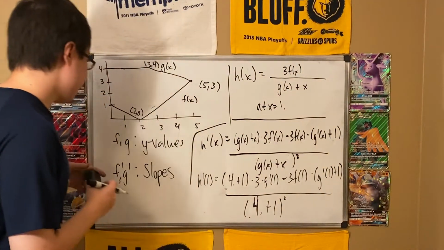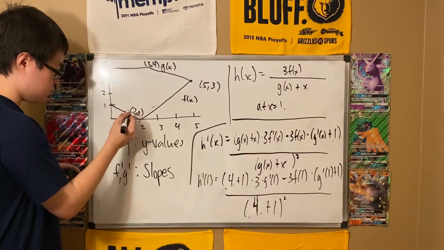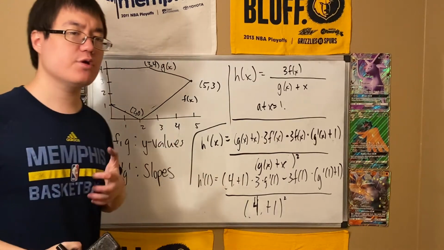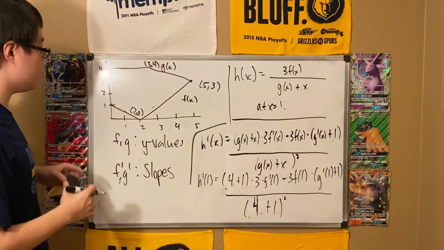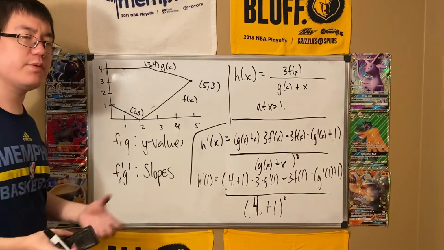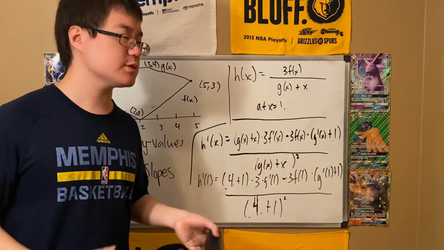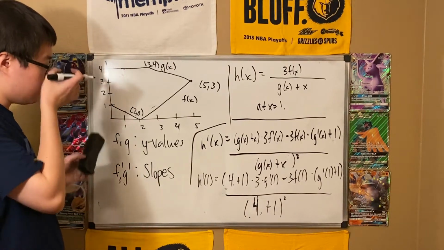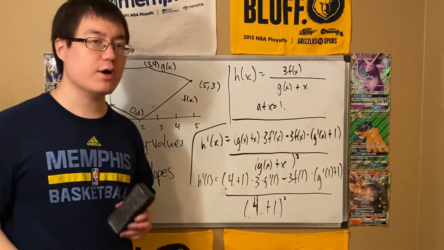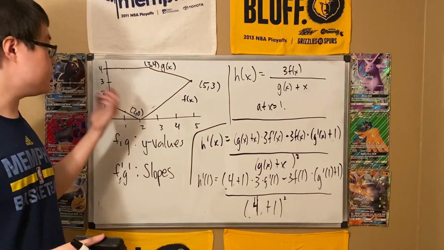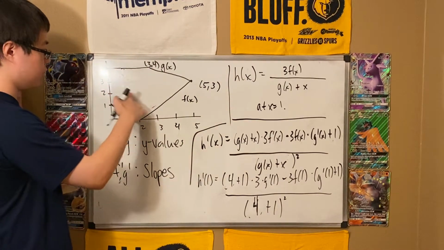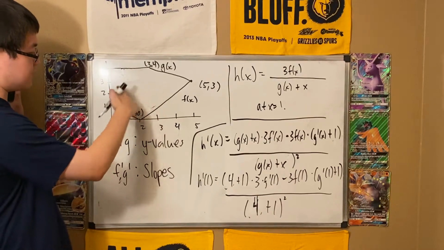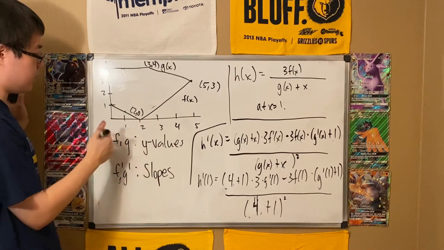F of 1 is going to be this value right here. So this value is actually a little bit hard to see, but what you can do is two different things. A, you can be good at rising and running using your slopes, so you can sort of just eyeball it. But if you want to be very, very careful with this, what you should do is come up with the equation of this line right here, and then just plug in 1. So I'm going to find the equation of this line.